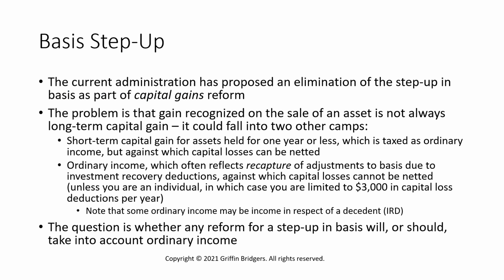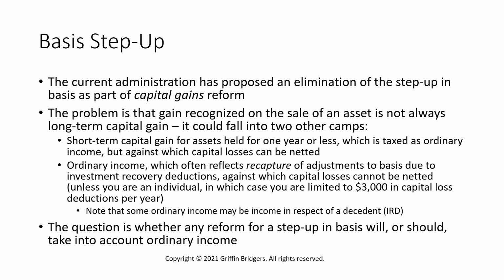But it's important to note that short-term capital gain is ordinary income, but it's special in that you can net capital losses against it. Now, ordinary income is taxed at ordinary income rates, and a lot of times this reflects recapture of adjustments to basis that come from deductions for things like depreciation that we'll look at in a minute. And you can't net capital losses against that usually, unless you're an individual, and even then you're limited to $3,000 in capital loss deductions every year against that ordinary income. But the step-up in basis does eliminate the recapture, at least up to the deflection point of whatever the fair market value of the depreciated asset might be.